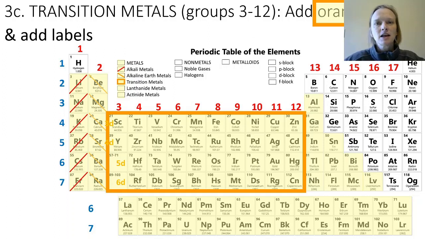The next set of metals that I'd like you to label separately are the transition metals. I want you to add an orange box around the transition metals. It's this dip in the periodic table, everything in groups 3 through 12. Also, I'd like you to add labels to this region of the periodic table. I'd like you to write 3D in front of scandium, 4D in front of yttrium, 5D in front of hafnium, and 6D in front of rutherfordium.